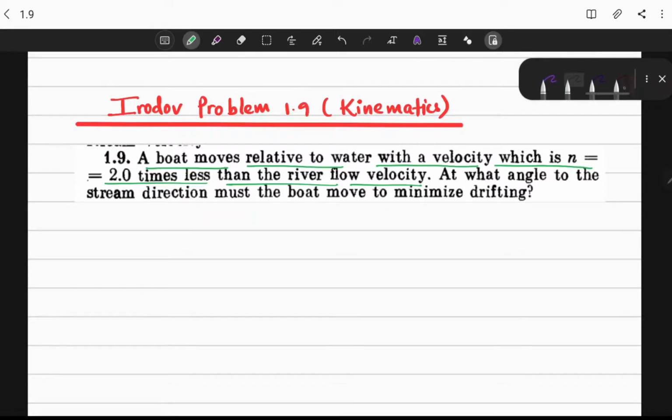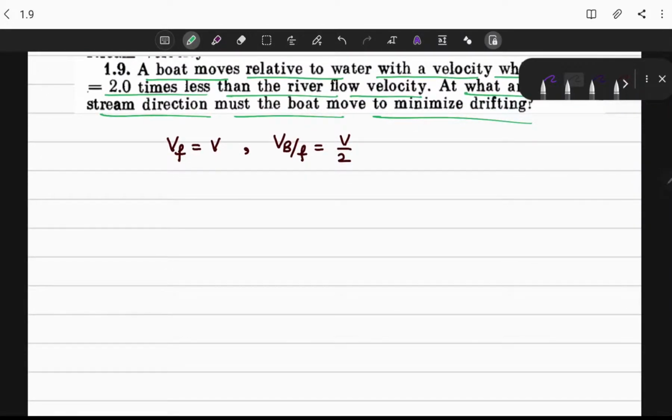So basically let us say the velocity of flow is equal to v, and the velocity of the boat with respect to flow is given as v by 2. It is asking to find the angle at which the boat should move with respect to the stream direction so that the overall drift can be minimized. So let us first understand the meaning of drift.